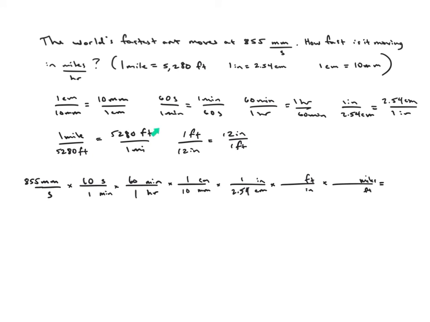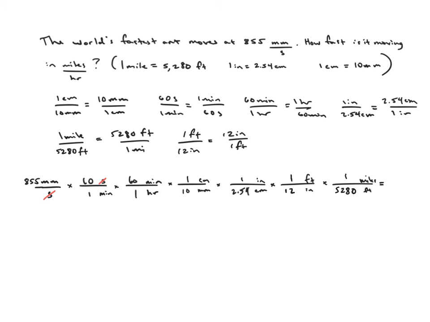And then I need the feet to inches, because then I can get myself to the miles. So some of these you have to kind of think on your own. They're not all just given to you. Some of these you have to just know. Feet per inch, that's 1 over 12. Okay. And then times miles over feet. So this is going to be 1 mile over 5,280 feet. Then we're going to plug all this into the calculator in a moment. But first, let's just walk through and see how all these units cancel.